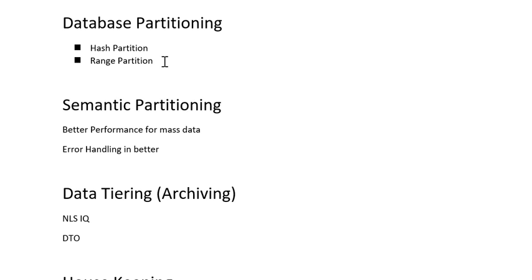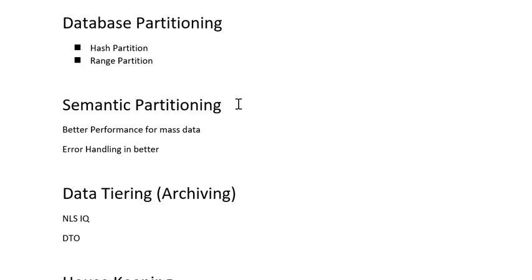In the HANA Studio, if you go to the settings tab for the ADSO, you can find the partitioning option. There you can define the range partitioning. Range partitioning can be of two types, one is static and the other is dynamic. In the static, you can define the range manually, and in the dynamic, it is taken automatically from the system.